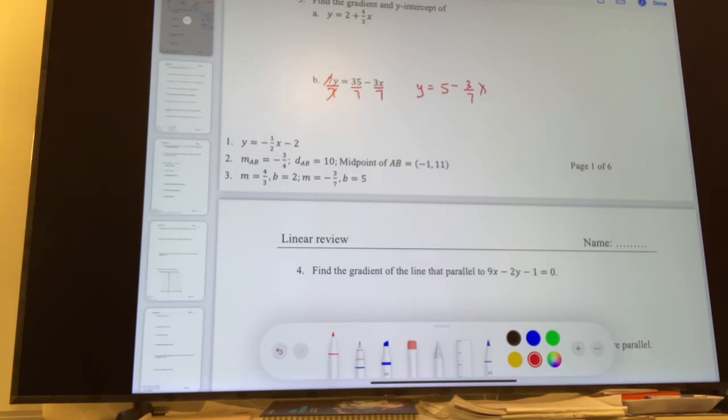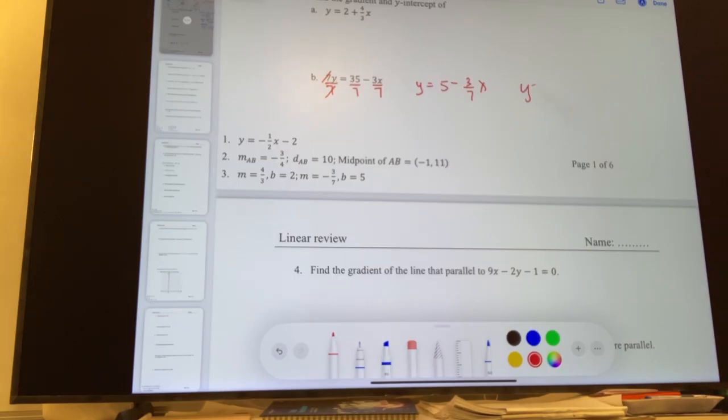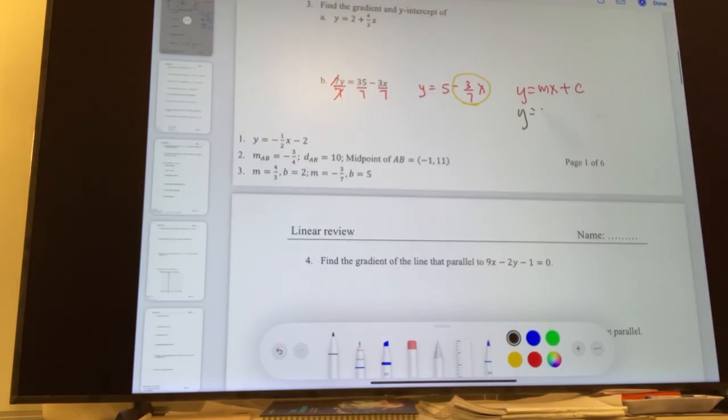Okay, so I need you to write it in y equal to mx plus c form. So the x term, this is the x term, is that right? So after the y, you are going to write y equal to this term first, minus 3 on 7x. Yeah, because this is the x term, and then followed by the constant term, which is this one, plus 5. Yeah, so that is what you're going to write the next step.